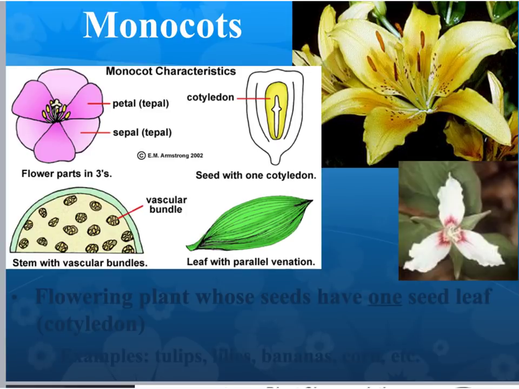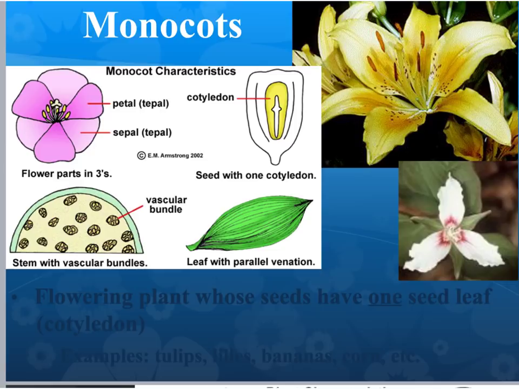Here's a little more information about monocots. All I would like you to write down here, and you can just put this next to the monocots piece underneath angiosperms on page 3, is that a couple examples of these are tulips, lilies, bananas, and corn. Those are all going to be examples of monocots.